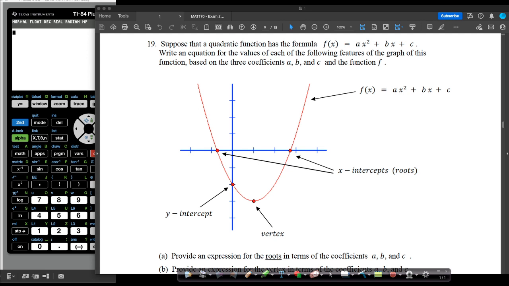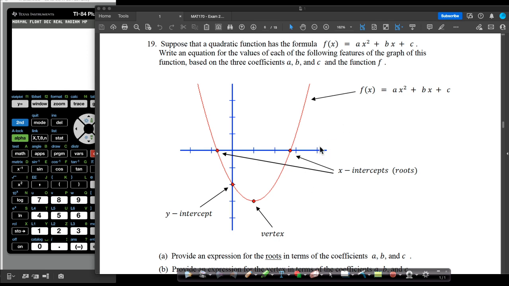What they want us to do is to write an expression of these values in terms of the coefficients A, B, and C. I'm in the wrong place here. Here we go. So we're not trying to find specific numerical values for these, but just sort of generalize.